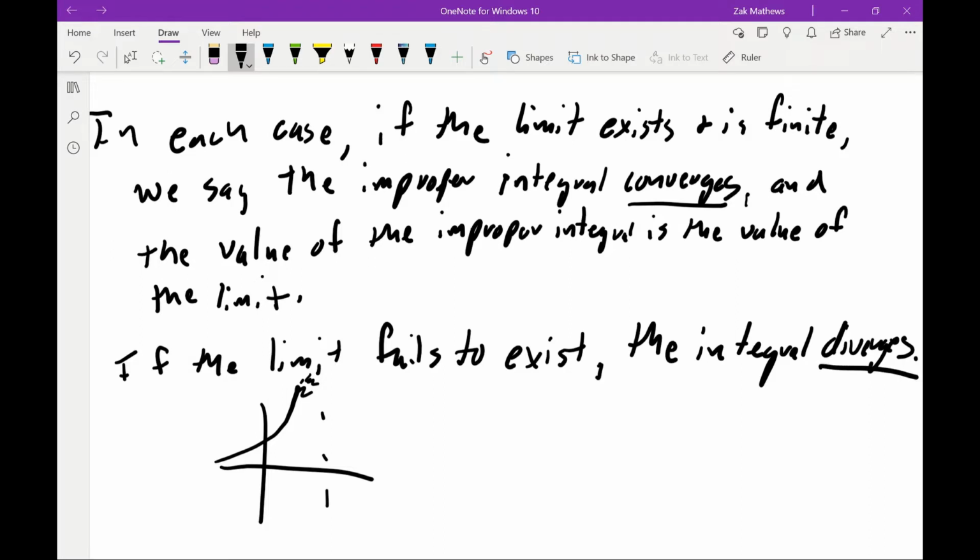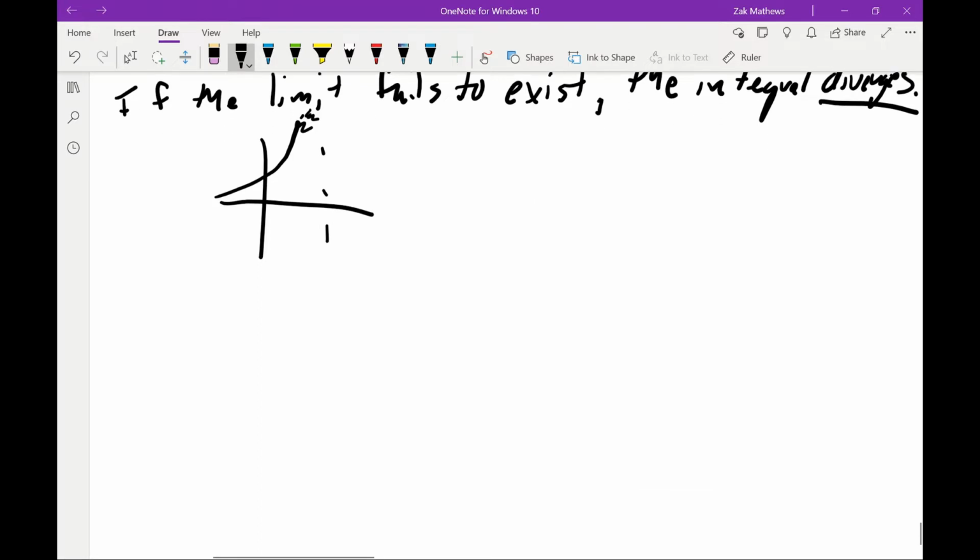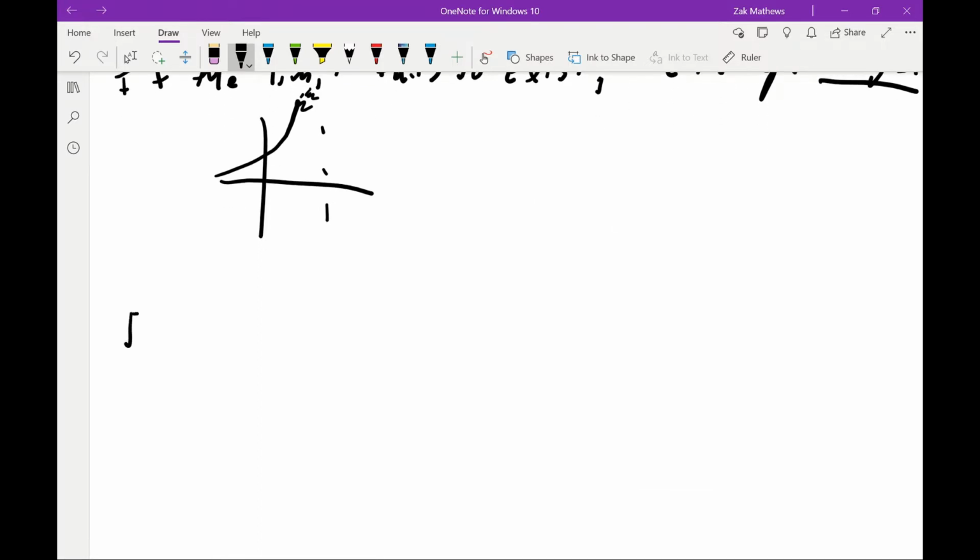It's not a finite number. That area continues to grow more and more and more. So let's do a couple examples with these. Let's see what we're doing. We've already done one example. We said it is type 1, but let's do another example.